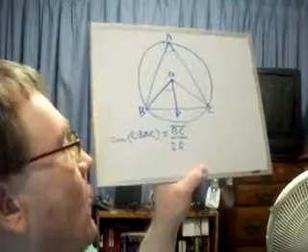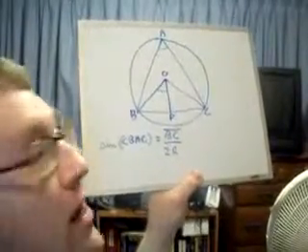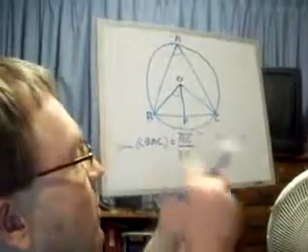Now, what's the problem with all this? It's just not in the right configuration yet. We need to fix a few things. We're going to multiply both sides of this equation by 2R. Let's do it.